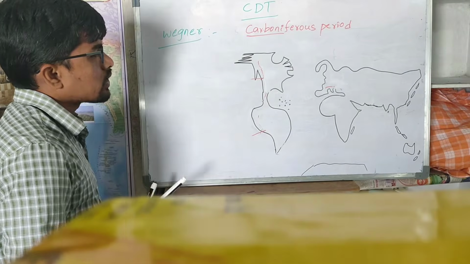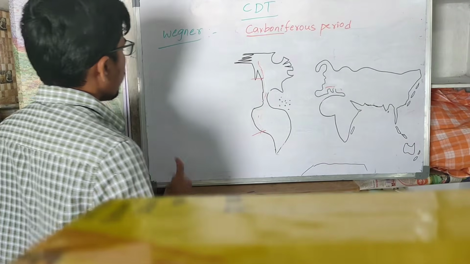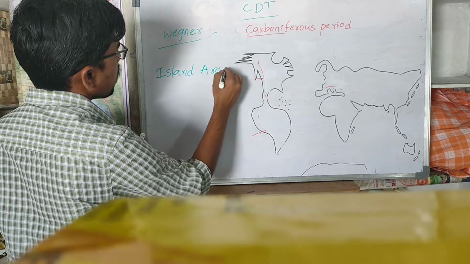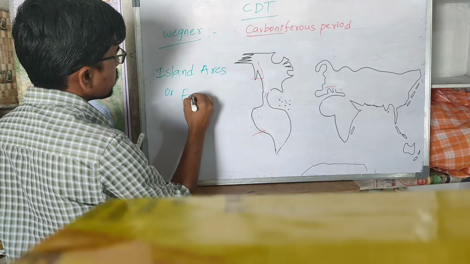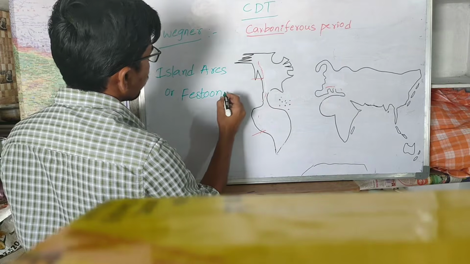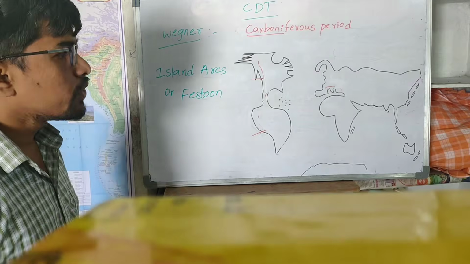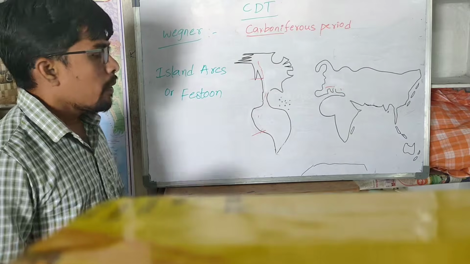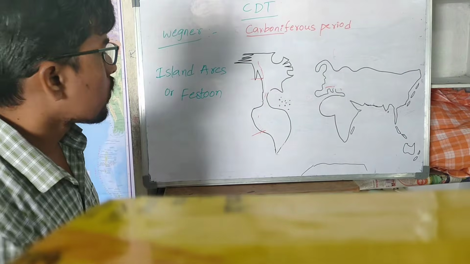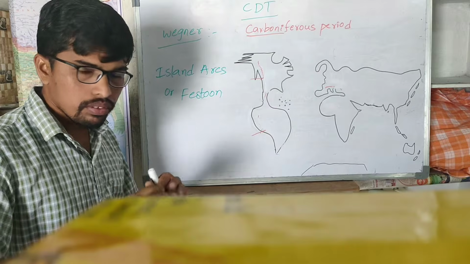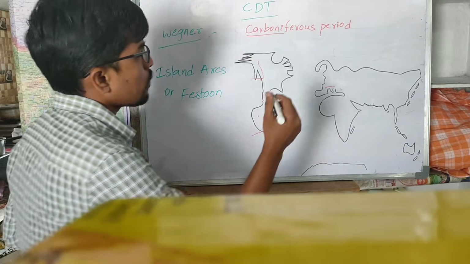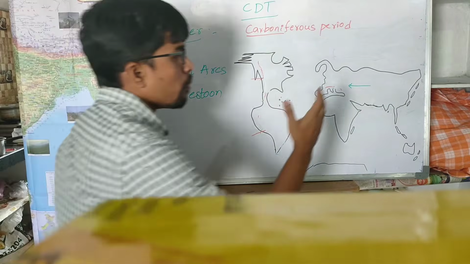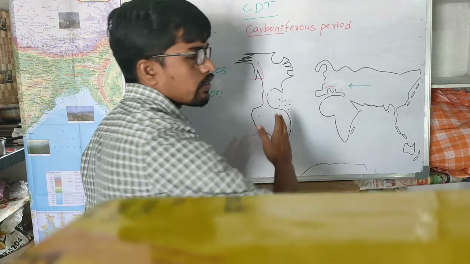And the next, after mountain building, he also explained the formation of the island arcs or festoons. Island arcs and festoons mean a group of islands. So let's see here. After the drifting of the continents, for example, the Asian continent is moving towards the westward direction.